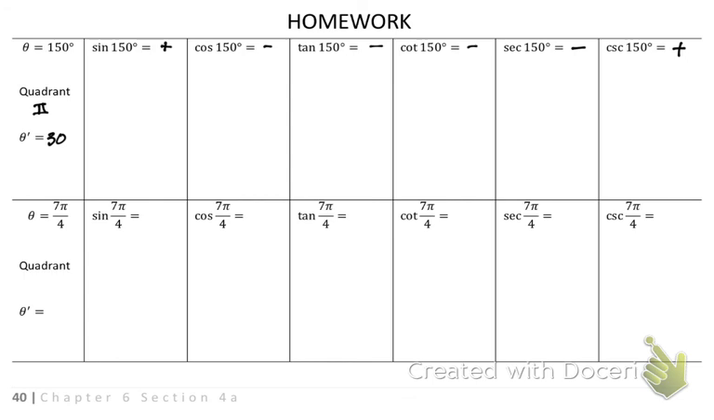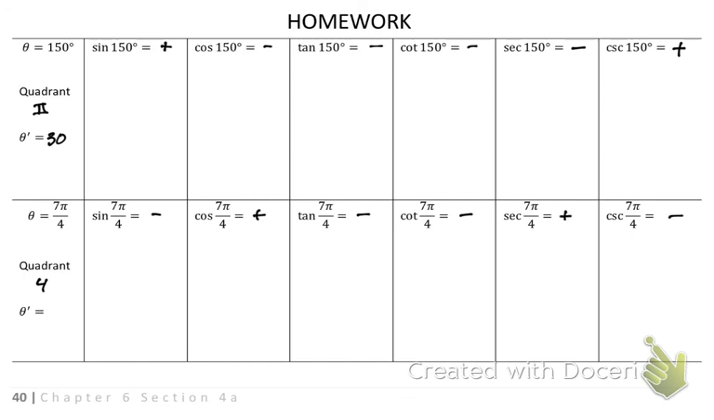What quadrant is 7 pi over 4 in? Fourth. Is sine positive or negative in fourth quadrant? All students take calculus, so sine would be negative. Cosine, positive. Tangent, negative. Cotangent, negative. Secant, positive, and cosecant is negative.